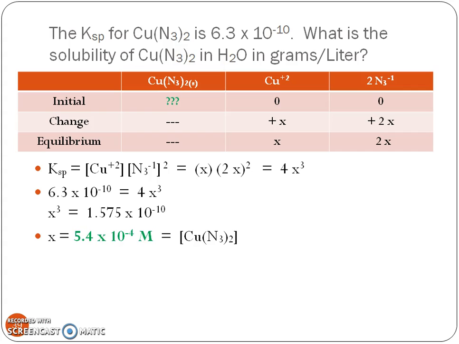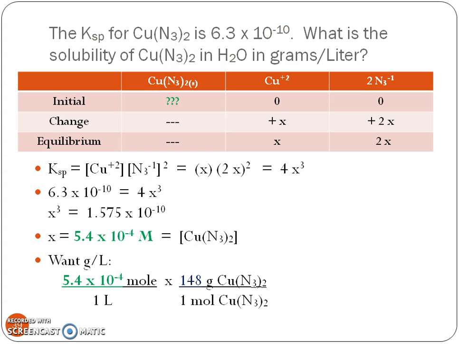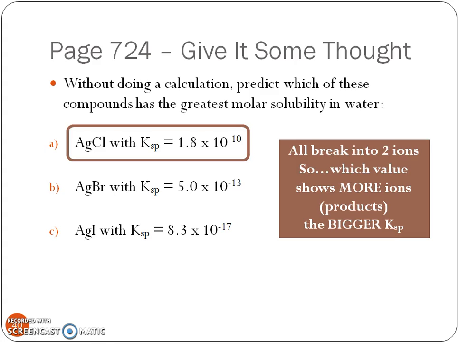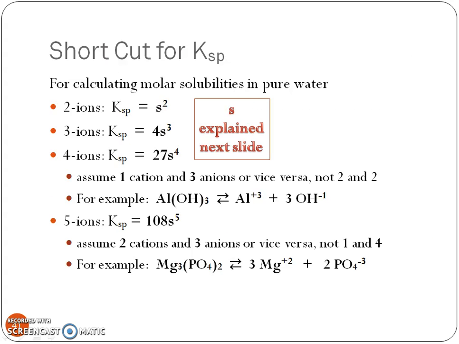What's our X? Our X is that change in value, but it's a 1-to-1 ratio. But we really want our grams per liter. So we need that formula mass again, and our answer is 8 times 10 to the negative 2 grams per liter. That's how much we can dissolve for a saturated solution, and it should have given us a temperature, but it didn't in this case. So give it some thought, pause, and see if you can come up with an answer. Hopefully that makes sense. Again, looking at that KSP value.